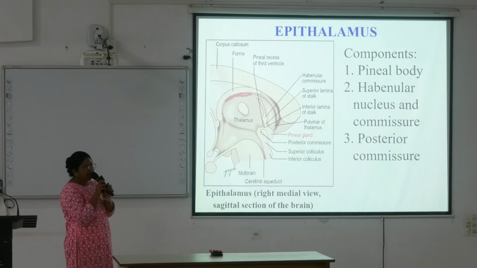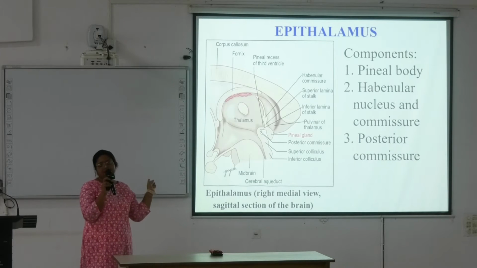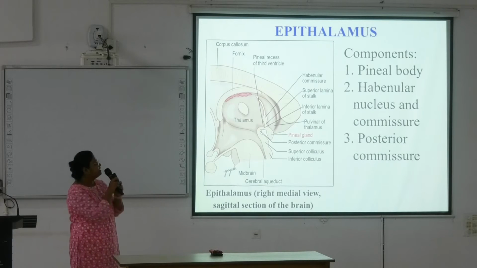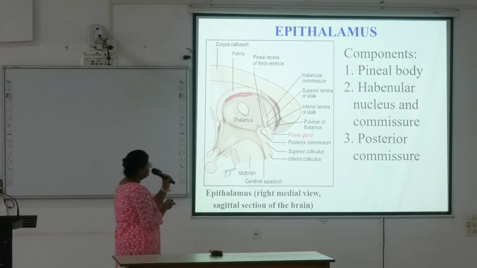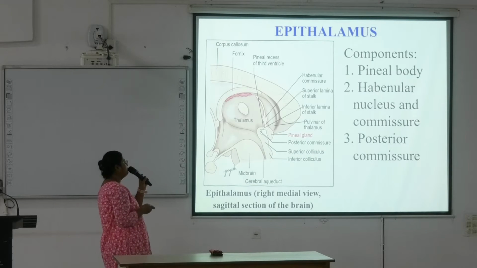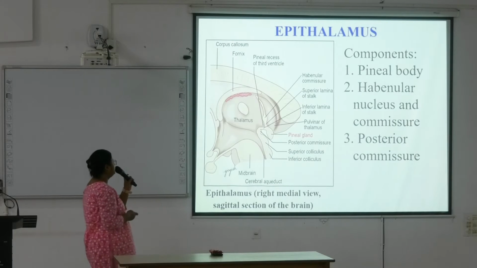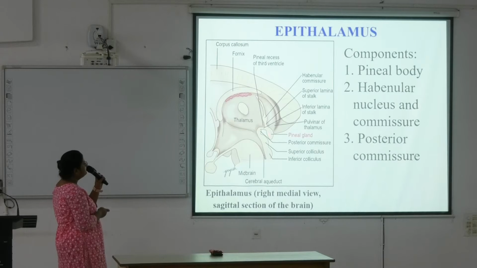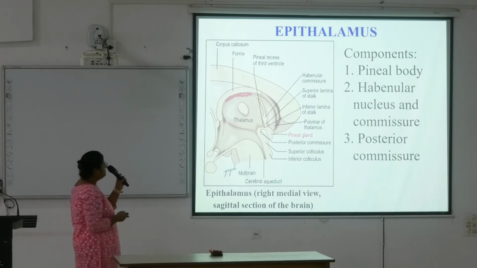we go to the epithalamus. So metathalamus we have completed. Next we are going to epithalamus. Epithalamus consists of pineal body or pineal gland, habenular nucleus and habenular commissure and posterior commissure. See here in this picture, here is the pineal gland. Okay, these are forming the posterior boundary of the third ventricle.